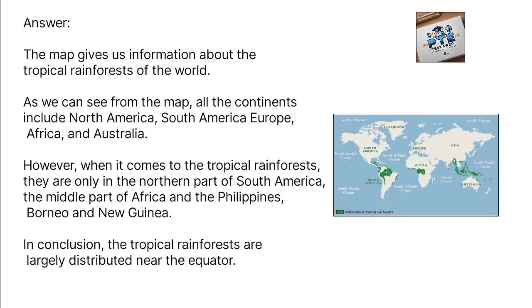The map gives us information about the tropical rainforests of the world. As we can see from the map, all the continents include North America, South America, Europe, Africa, and Australia.